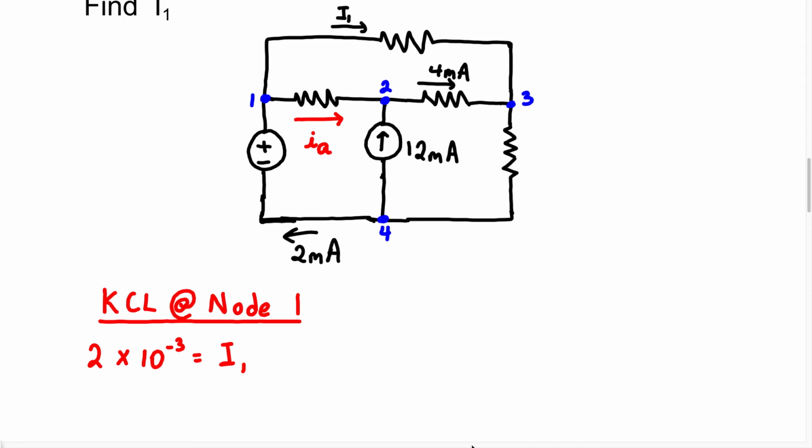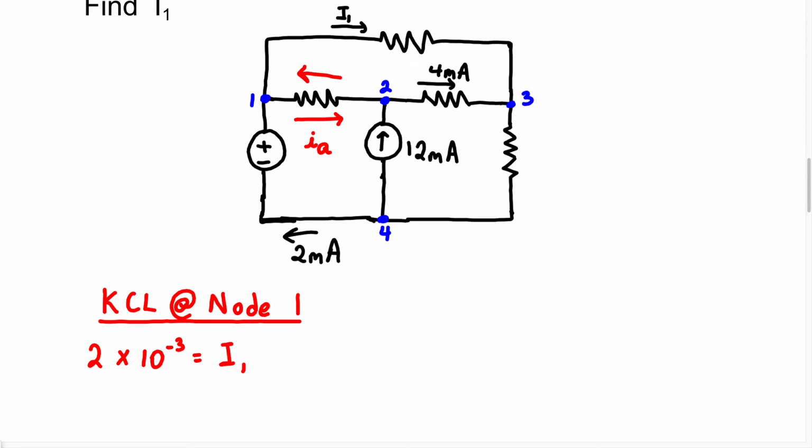Now this could be wrong, right? The current could actually be going towards node 1. Now the only way I can find that out is if I work through the problem. If I get a negative current for IA, that means the current actually is going to go in this direction here.